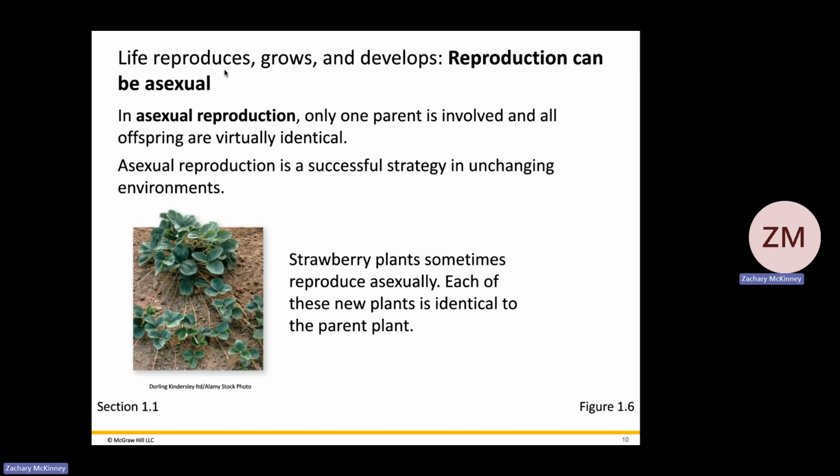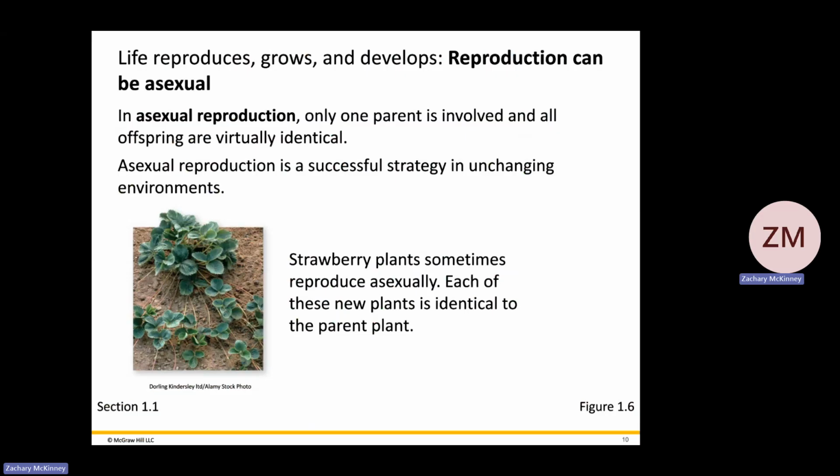And so life reproduces. It can be different forms of reproduction, though. Asexual reproduction is where you have one parent creating identical offspring. You can see here in this image the strawberry plant. You have the parent plant, and then it sends out those runners, and each one of those is an identical clone to its parent. And so that is asexual reproduction.